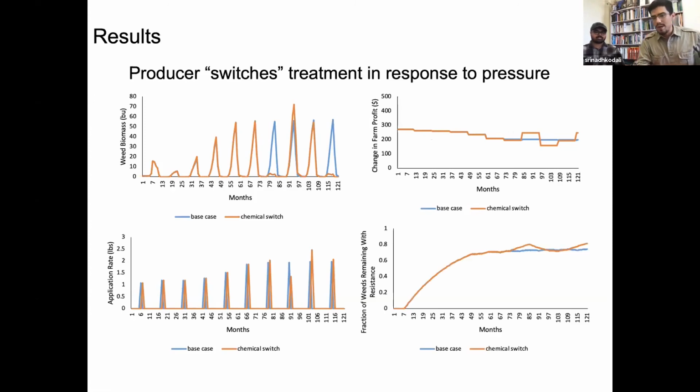Now, what's interesting about this is that for the most part, the fractions of weeds remaining with resistance, while some years it's the same, it seems to be in general greater with the chemical switch than we saw during the base case. And it could just be composed down to the dynamics of everything that's going on throughout the model. But I'm now going to switch you off to Reed unless he has anything to add.